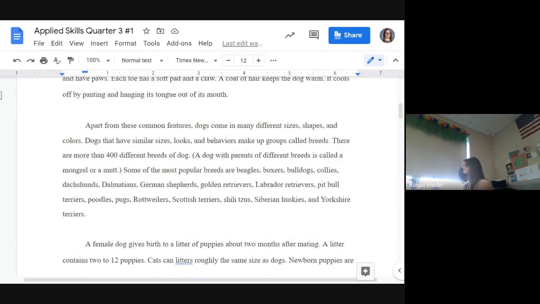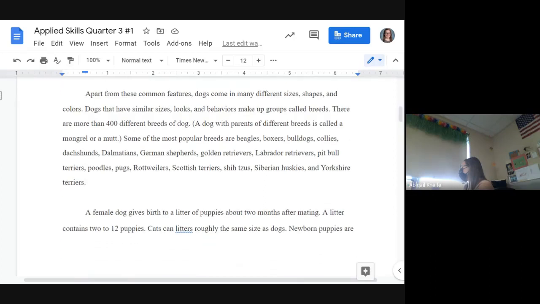Female dogs give birth to a litter of puppies about 2 months after mating. A litter contains 2 to 12 puppies. Cats can litter roughly the same size as dogs.